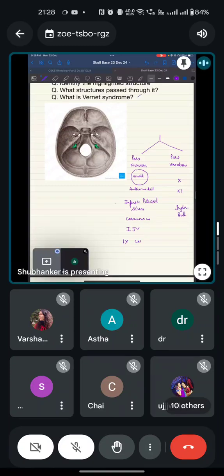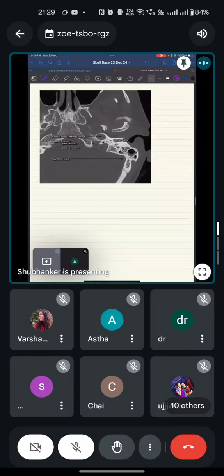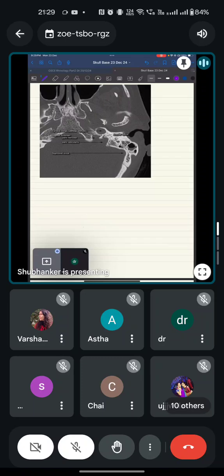We'll just see what Vernet syndrome is and what things are associated with it. Just see this scan, the CT counterpart of the same question. What they will do is hide this structure, this one, this one, labelled A, B, C, D, and ask you what is A, what is B, what is C, what is D. So this is a scan which you should remember along with the jugular fossa.